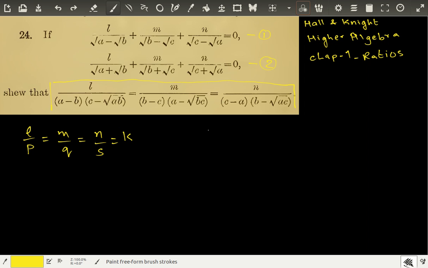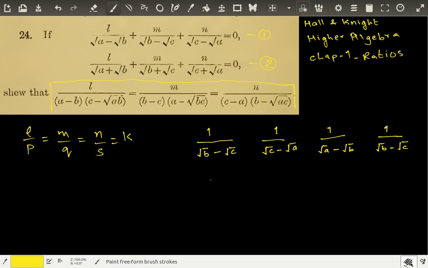So we have coefficient of M as 1 by root B minus root C. Coefficient of N is 1 by root C minus root A. Coefficient of L is 1 by root A minus root B, and we repeat again the coefficient of M, which is 1 by root B minus root C, and we repeat the same for equation number 2.